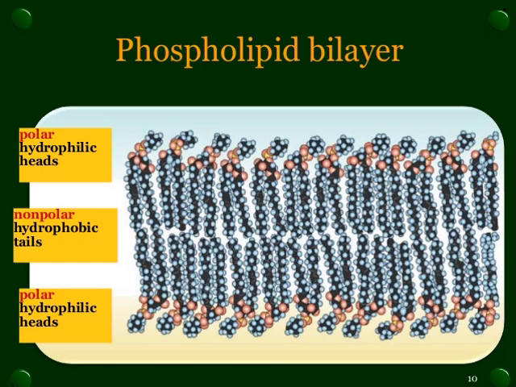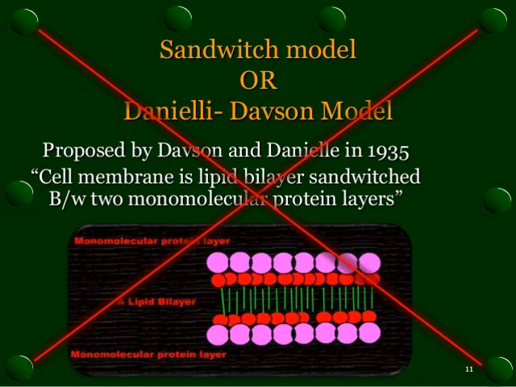That means it rejects water. It is not loving water. Hydrophilic means it loves water, allows water. Hydrophobic means it doesn't allow water inside. This is the rejected theory, the sandwich model of plasma membrane proposed by Danielli and Davson. In the year 1935, the cell membrane is a lipid bilayer sandwiched between two monomolecular protein layers, that you can see in the diagram.